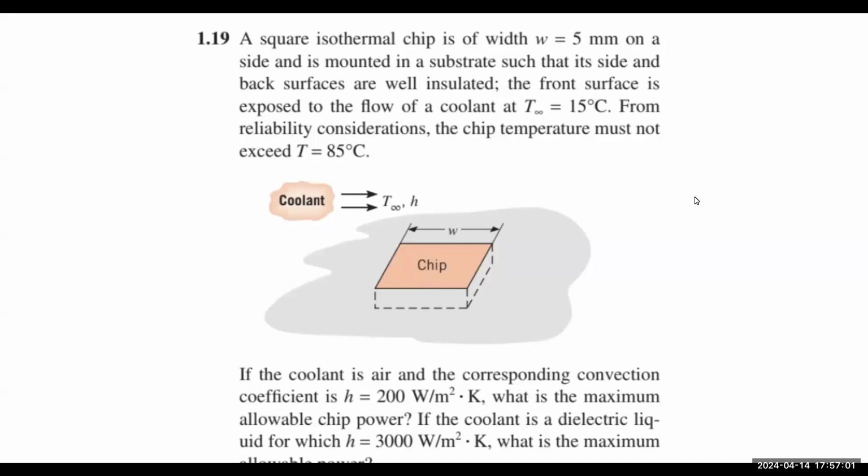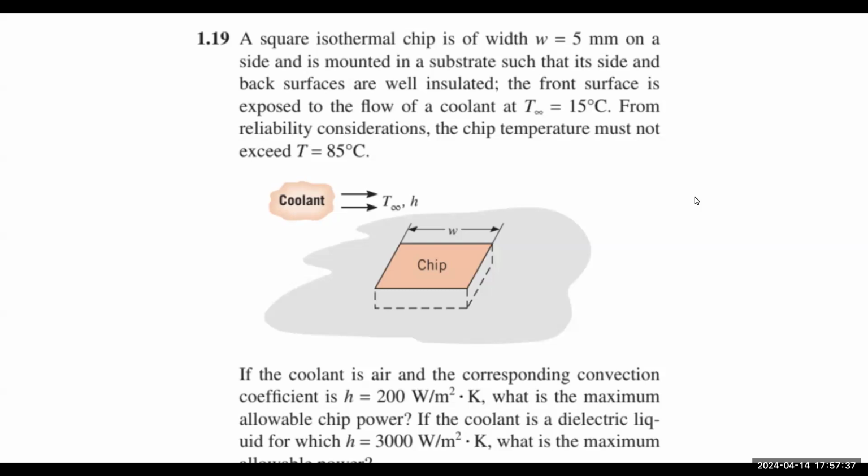Today I will be solving heat transfer problem 1.19 from the 8th edition of Fundamentals of Heat and Mass Transfer by Bergman and Lavine. Problem 1.19 states that a square isothermal chip is of width W equals 5 millimeters on a side and is mounted in a substrate such that its sides and back surfaces are well insulated. The front surface is exposed to a flow of coolant at T infinity equals 15 degrees C. From reliability considerations, the chip's temperature must not exceed T equals 85 degrees C.